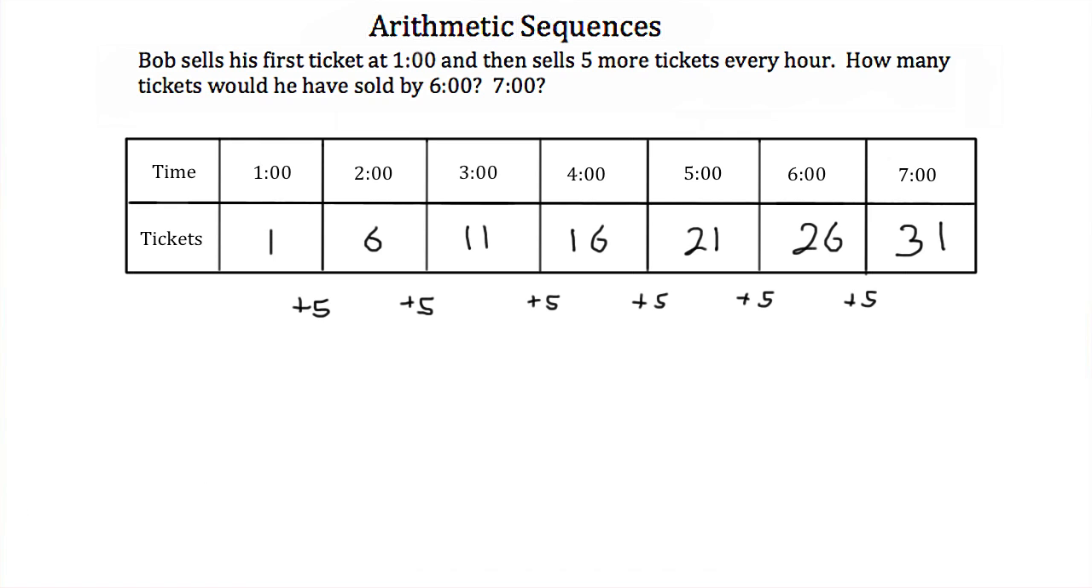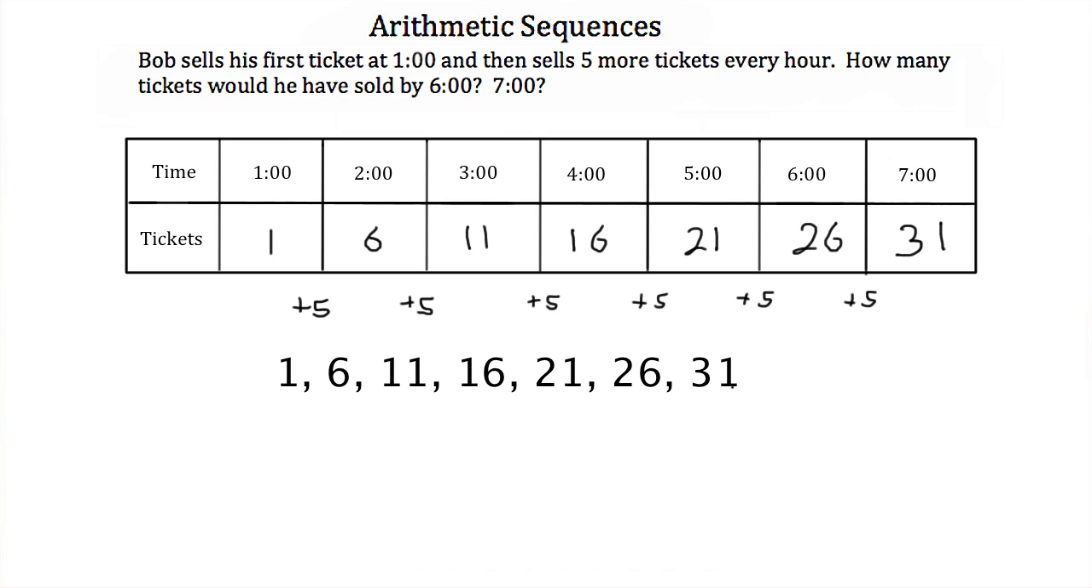Now what if we didn't know that Bob sold 5 tickets every hour? What if we were just presented with the amount of tickets he sold? So first it was 1 ticket, then it was 6 tickets, 11, 16, 21, 26, and 31. These numbers are a sequence because they go in order. The order they're in is by the time that they were sold by. So 1, 2, 3, 4, 5, 6, and 7 o'clock.